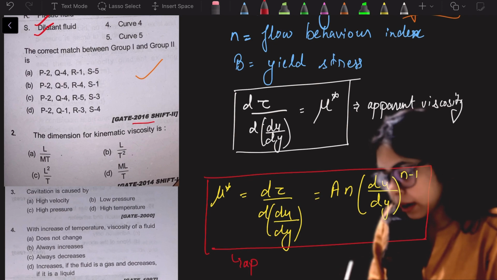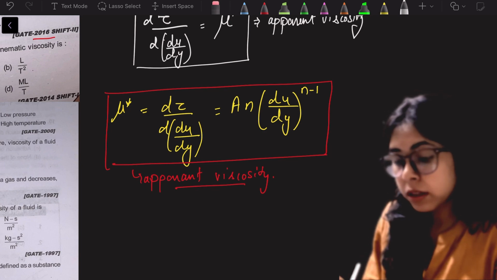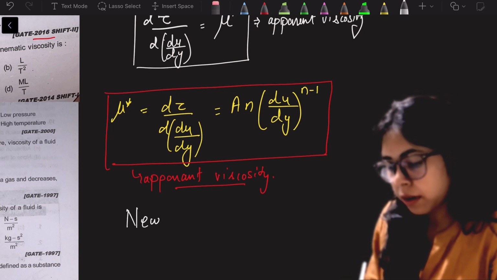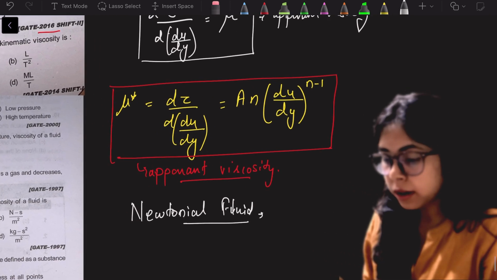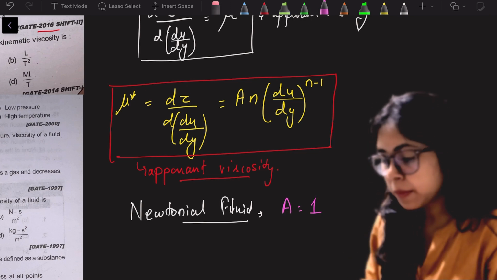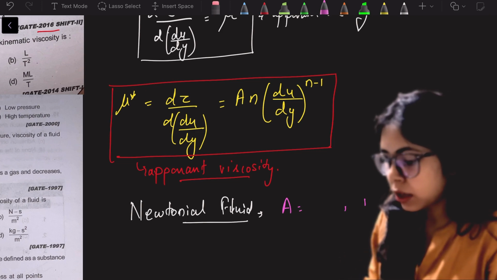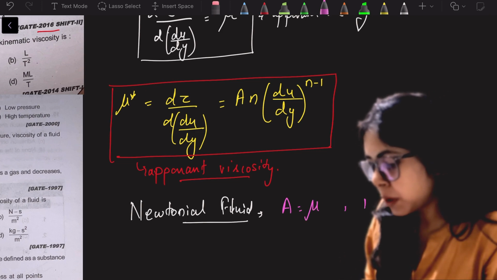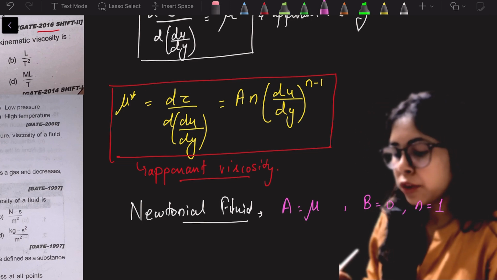This is apparent viscosity. Now if I want to know the viscosity for Newtonian fluid, we should remember that the value of A should be mu, the value of B should be equal to 0, and n should be equal to 1. So this is how we get the Newtonian fluid equation.